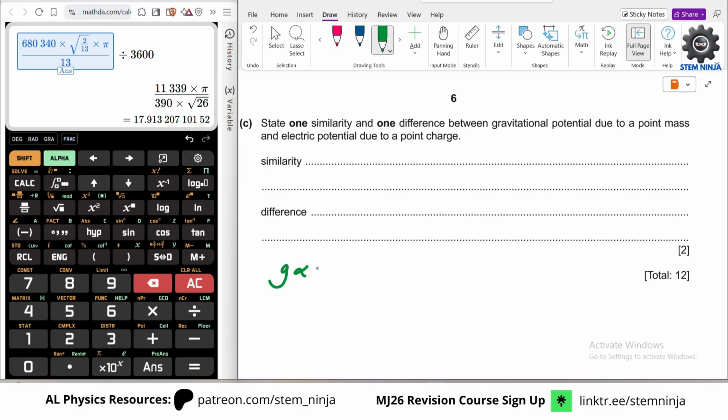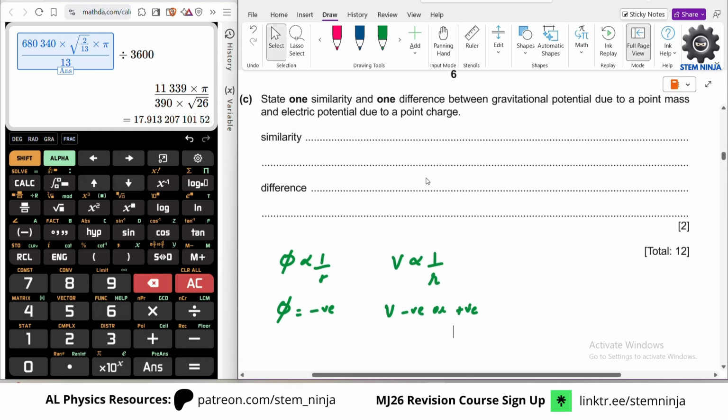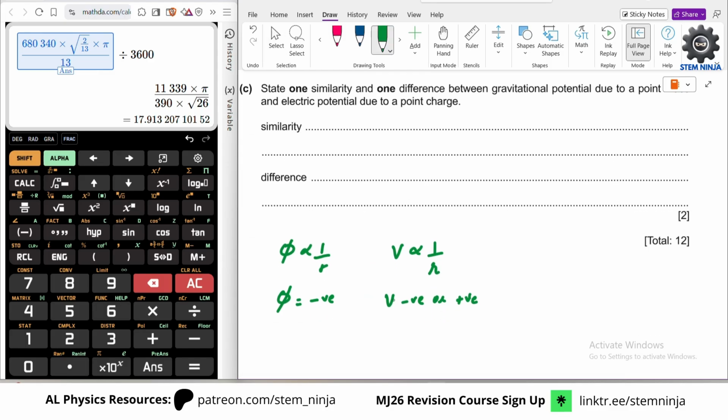Both gravitational potential and electric potential are inversely proportional to R, the distance from the center of the point mass. Phi is basically always negative, but V can be negative or positive based on the charge. If the charge itself is positive or negative, that will be positive or negative. So this is the difference, and this is the similarity.